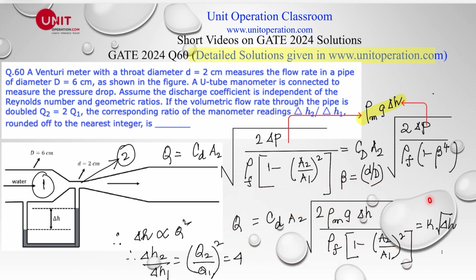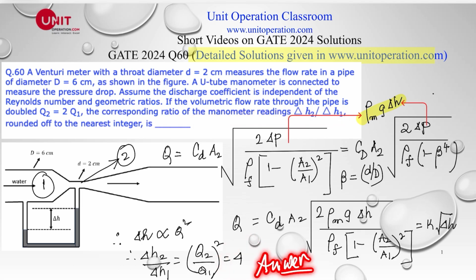So we can write Q as a constant multiplied by the square root of delta H, which is the manometric reading here. So delta H is, of course, proportional to Q squared. So if the volumetric flow rate is doubled, that is, if Q2 is 2 times Q1, the change in the manometric fluid height, which is this one right here, or the manometer reading, is going to be equal to 4 times. So that is the answer.